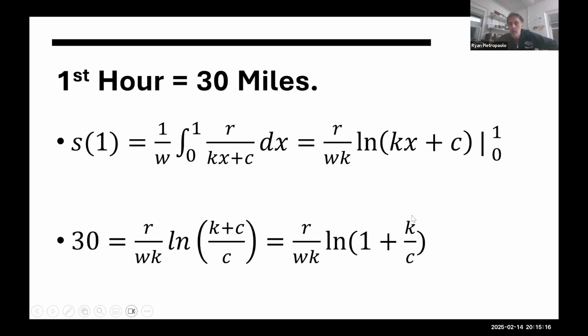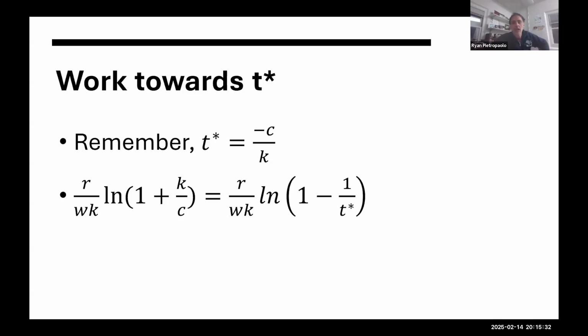And now you should start to be thinking, oh, this kind of looks like that t star. Remember t star was something like negative c over k, so we'll come back to that part. So that's the first piece. And there it is. T star is negative c over k. So we're getting close to that. So now we can actually introduce that into our equation, right? So we have 1 plus k over c. I can get rid of that and just make that minus 1 over t star, okay? And we know this is equal to 30. And that's what we want to solve for, that T star. K over C we change to minus 1 over T star.